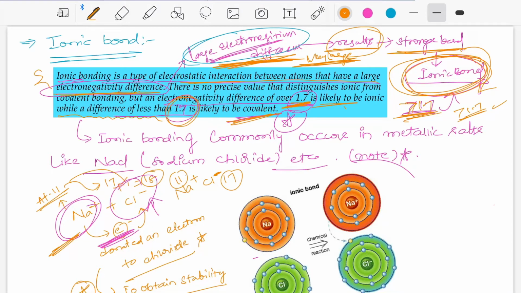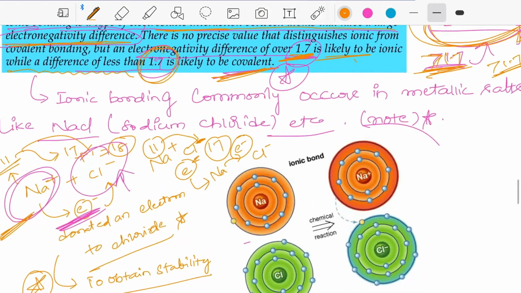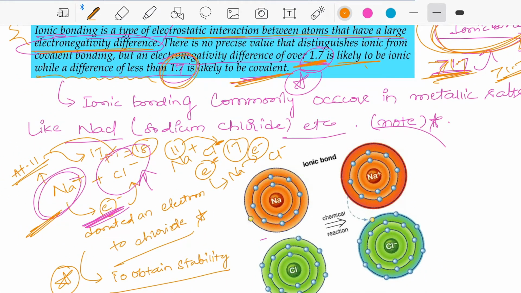So the Cl molecule has to attain a stable configuration. For that, the Na donates one electron to Cl. Okay, Na donates one electron to the Cl. Here we can see that when we bind Na plus Cl, a chemical reaction occurs and NaCl is formed.